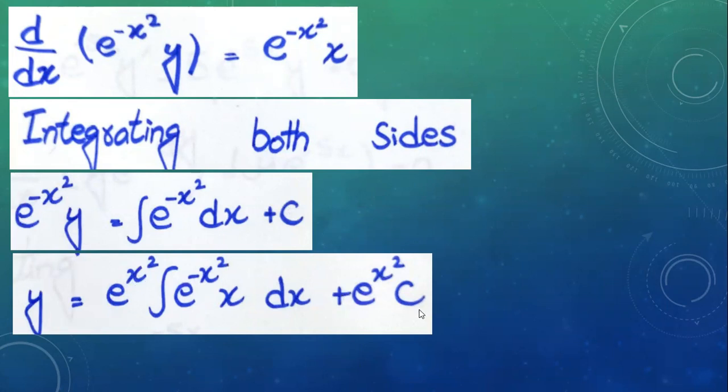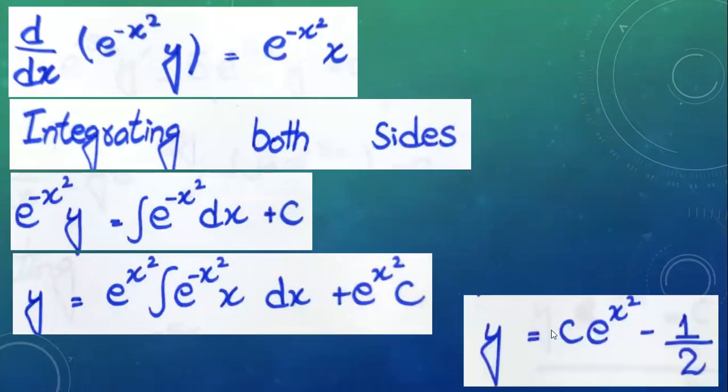So times c. Now this is our required form, but still we have this integral of exponential minus x square times x dx. If you solve it, you will simply find that its answer is equal to minus 1 by 2. So you will obtain the solution in this form.